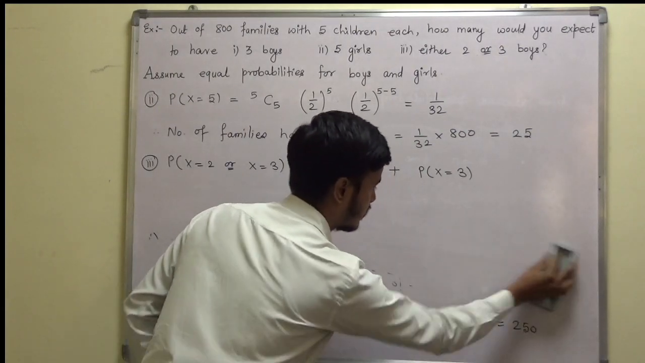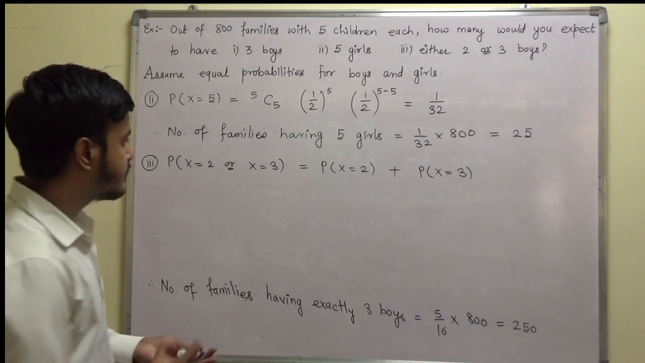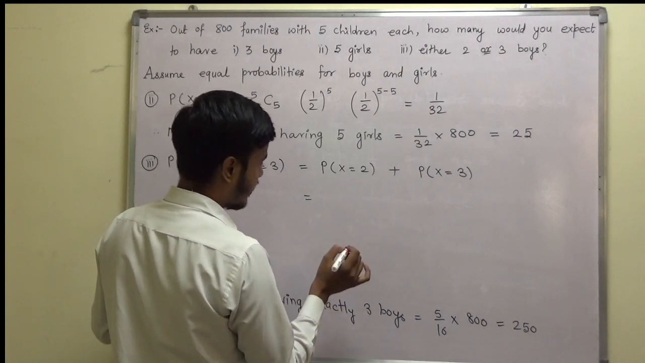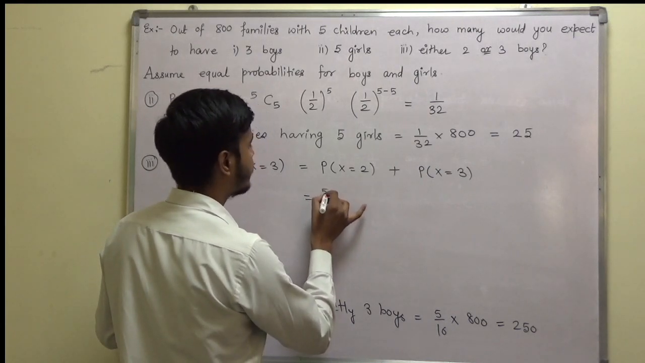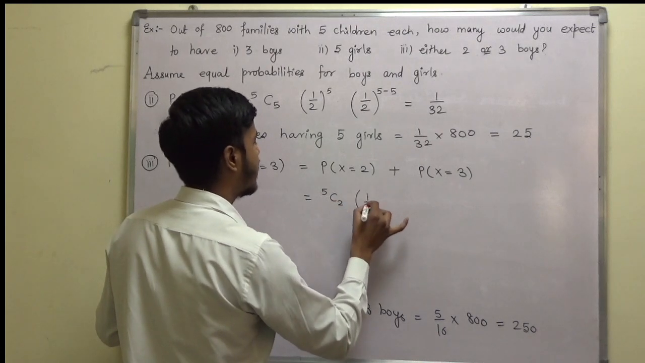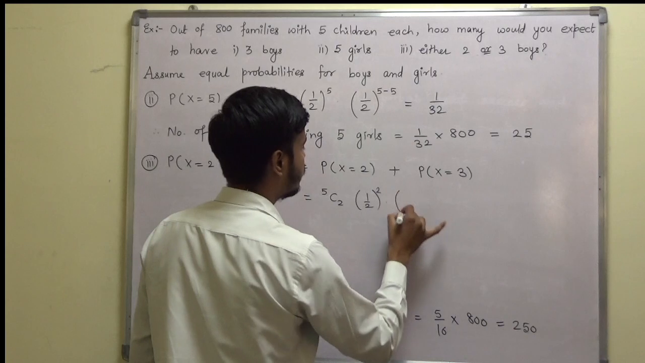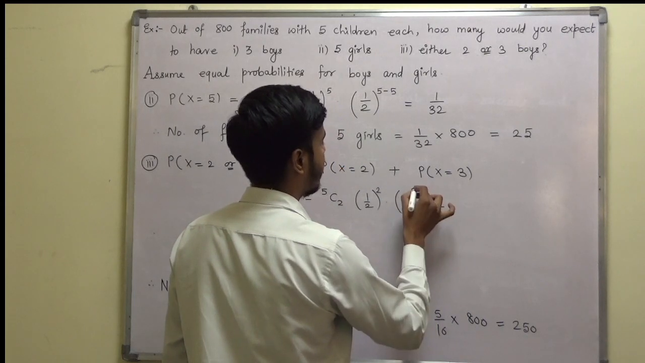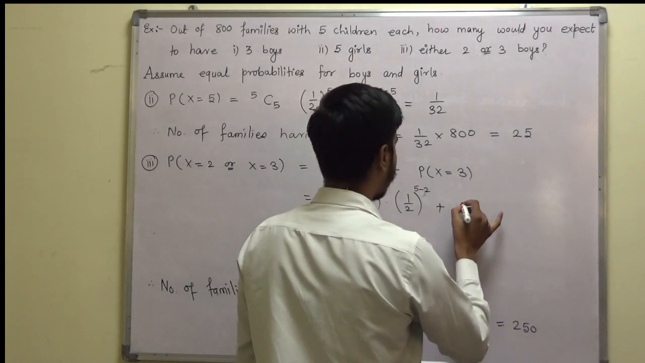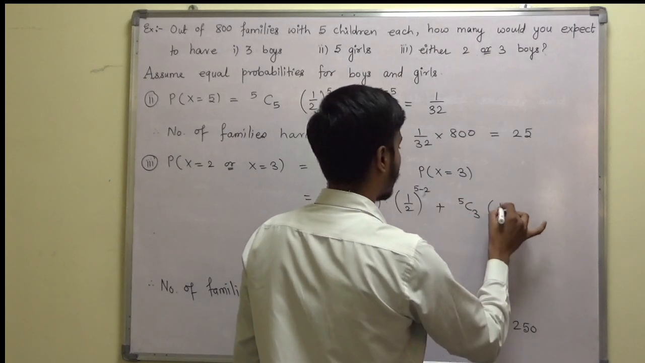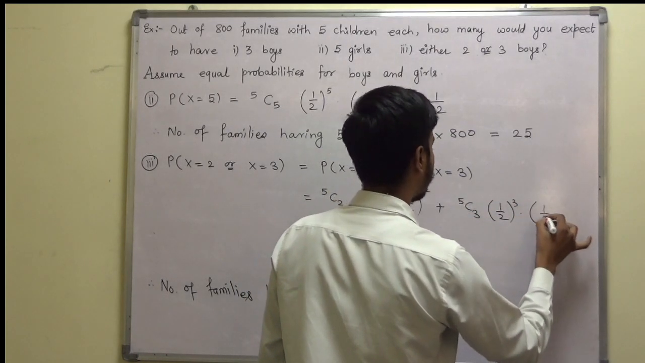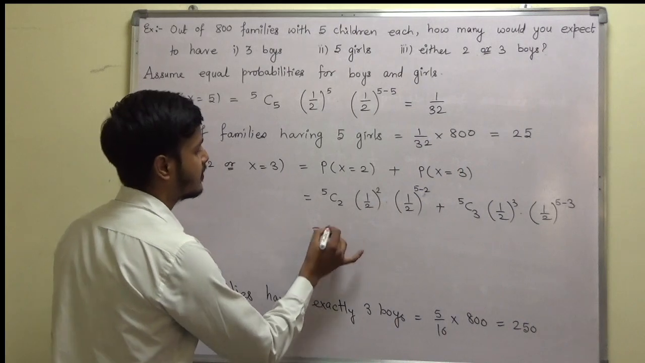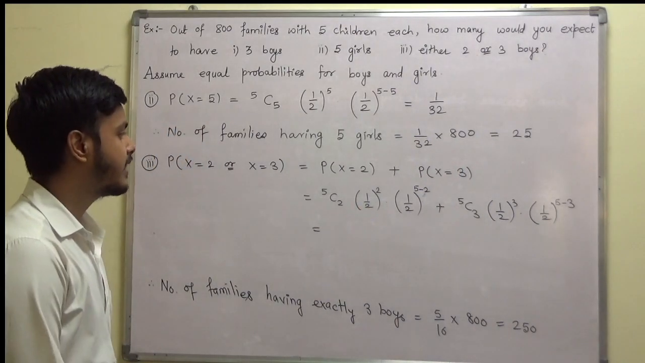So this is nothing but nCx. So n is 5. 5C2 (1/2)^2 into (1/2)^(5-2), plus 5C3 (1/2)^3 into (1/2)^(5-3). Okay, so try to solve this and get the answer.